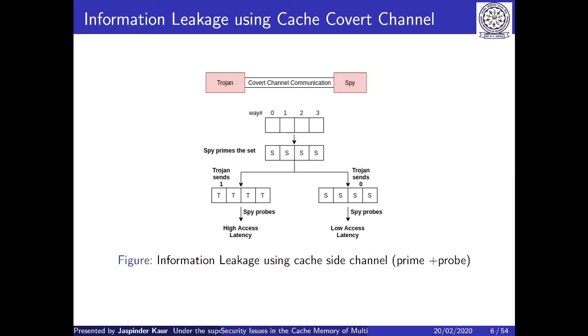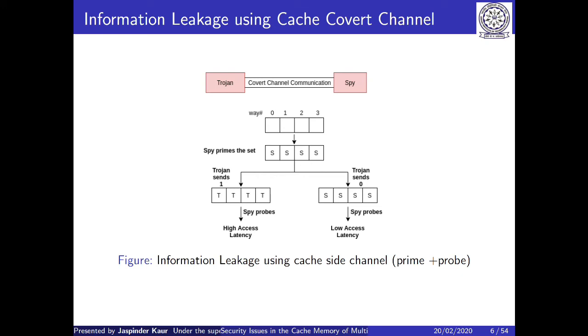But in this particular situation, the Trojan application is running on the secure core 1. The Trojan application knows some very secret information, and it wants to send or leak this information to the spy application, but direct information sharing is not possible. So what will these two applications, Trojan and spy, do? They will create a covert channel, and through this covert channel they will communicate this secret information. In this slide, we will discuss how this type of communication is possible.